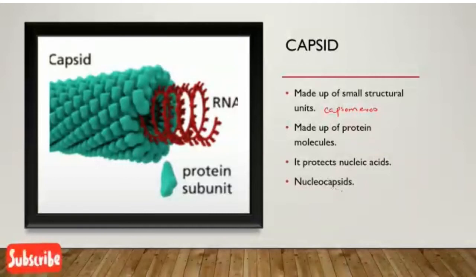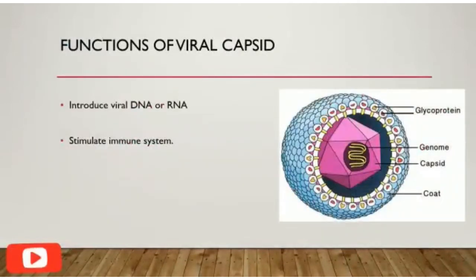This is the structure of the capsid, which is made up of several capsomeres, and it coats the nucleic acid for protection. Functions of the viral capsid include: the capsid helps introduce the viral DNA or RNA into a suitable host. It stimulates the immune system to produce antibodies that can protect the host cells against future infections.